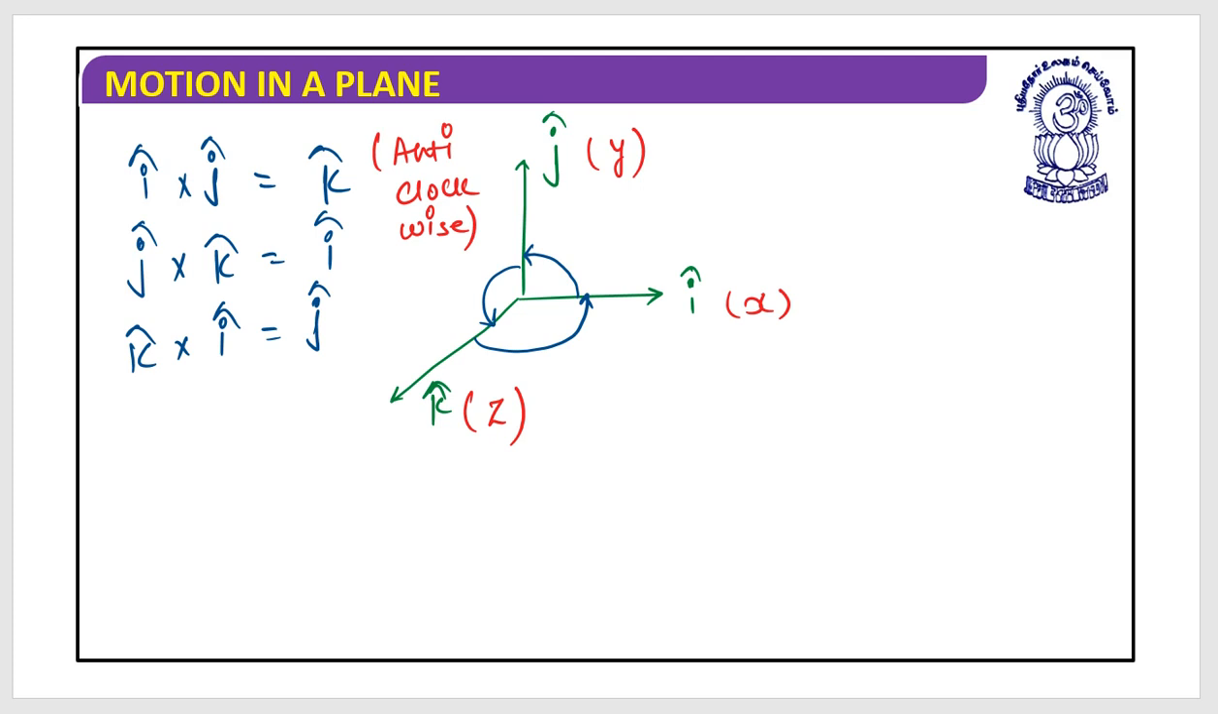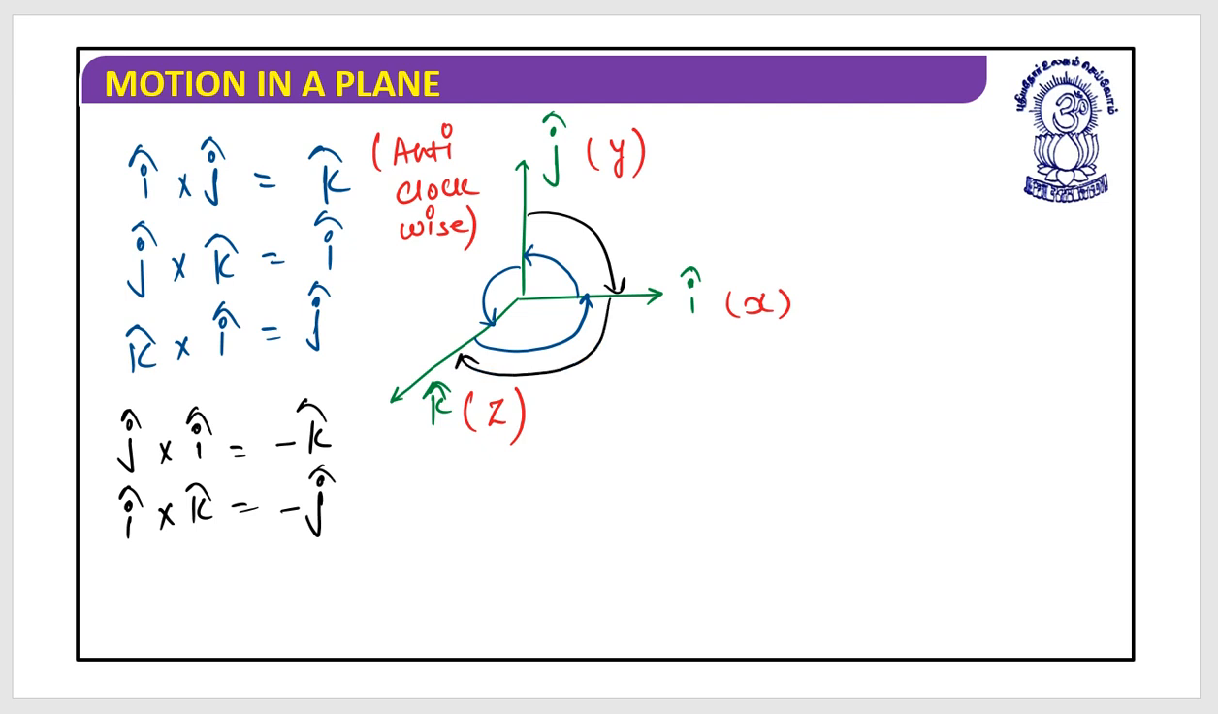Now, if we are moving in the clockwise direction, something like this, j cross i would be equal to minus k. Let's say it's i cross k, this is equal to minus j, something like this. Let's say it is k cross j, it would be minus i. This is the case of clockwise.